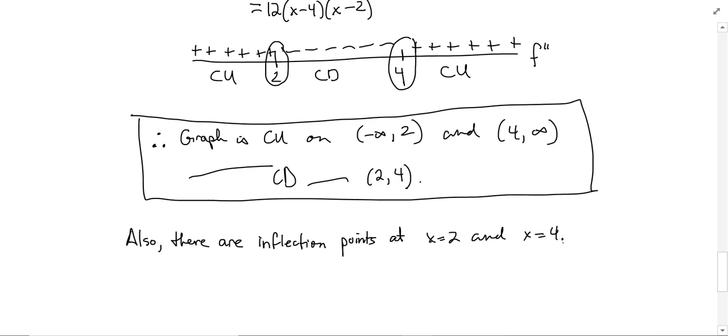Now, we defined an inflection point as a point on the graph. So this is the input where these guys occur. Okay, they occur at x equals 2 and x equals 4. But specifically, the points on the graph where the inflection points occur are 2, f of 2, and 4, f of 4. These are inflection points.